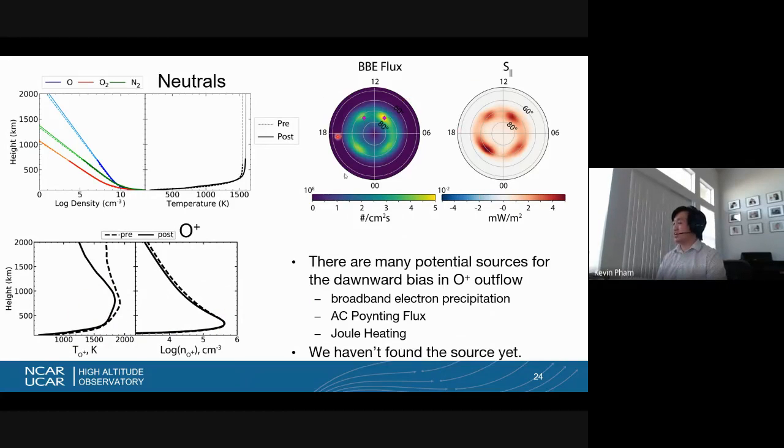If you take a look at the energization scheme, the Poynting flux, you can see slightly more Poynting flux in this pre-noon sector than in the post-noon, and similarly you have more BBE precipitation, or broadband electron precipitation, in the pre-noon as opposed to the post-noon. So the Poynting flux could lead to more energization, and the BBE flux could lead to more heating at the higher altitudes.